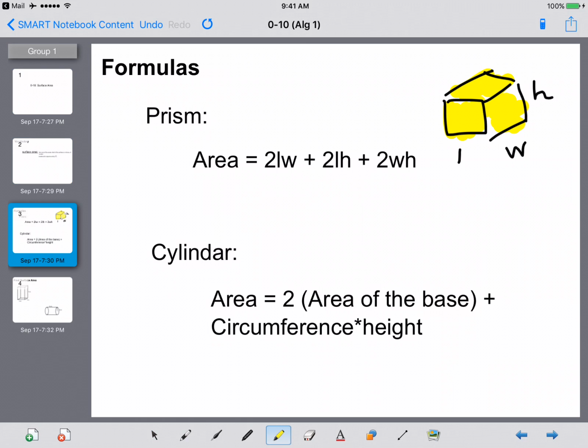For a cylinder, it's 2 times the area of the base because you have the bottom and the top. And then the outside piece is the circumference of the circle times the height. So if you want to get really wordy here, it's 2 parentheses pi r squared plus the circumference, which is pi times the diameter times the height.